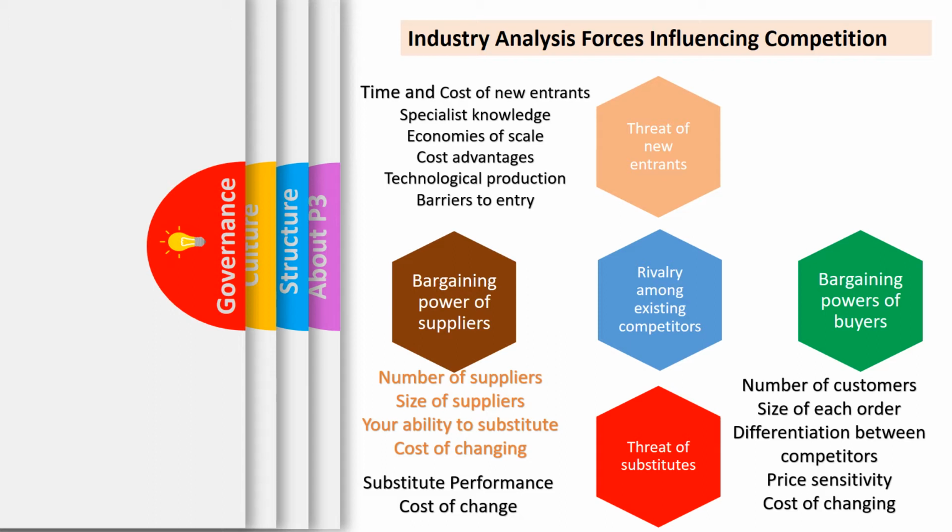What about the size of suppliers? The size of suppliers could also determine how much bargaining power you have over them. Then there's your ability to substitute from different suppliers, and the cost of changing suppliers. What is the cost of changing from supplier to supplier? If there's little cost of changing supplier, then again you will have greater bargaining power over the suppliers because you can switch when you need to.